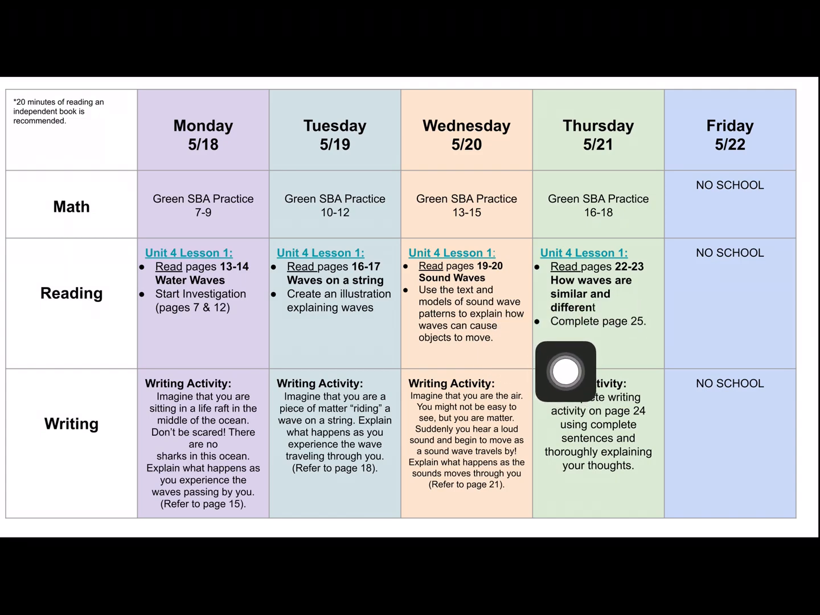Your reading assignment is going to be to complete page 25, and we'll look at that in just a minute. Your writing activity is to complete the writing activity on page 24 using complete sentences and thoroughly explaining your thoughts. So making sure you have a topic sentence and supporting details. To get to the assignment, you could just click on the link here on the calendar and it will open up.